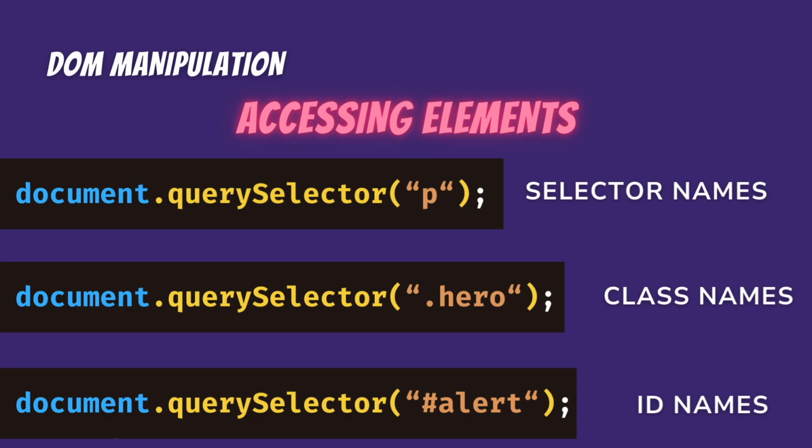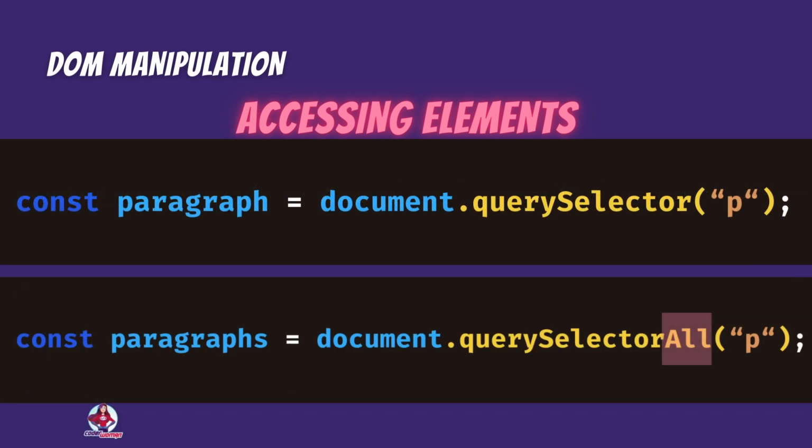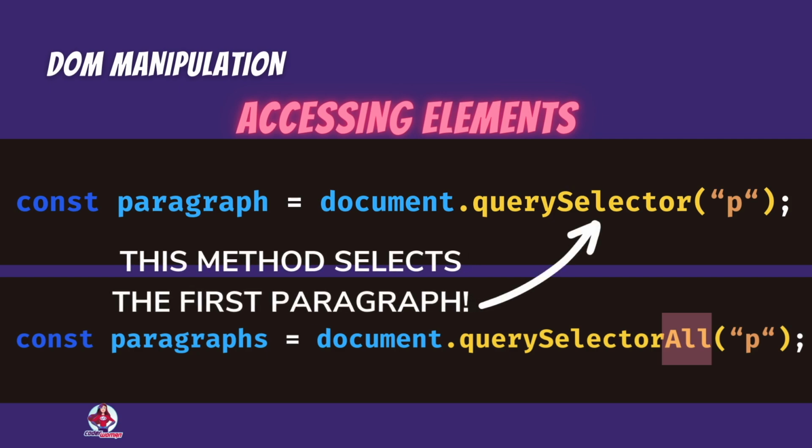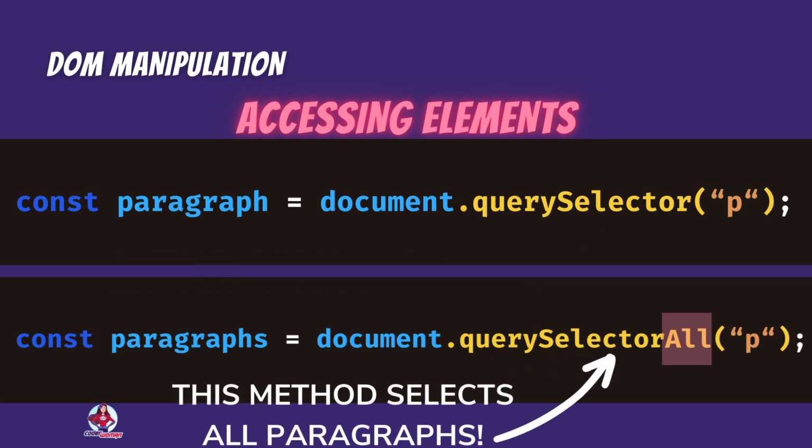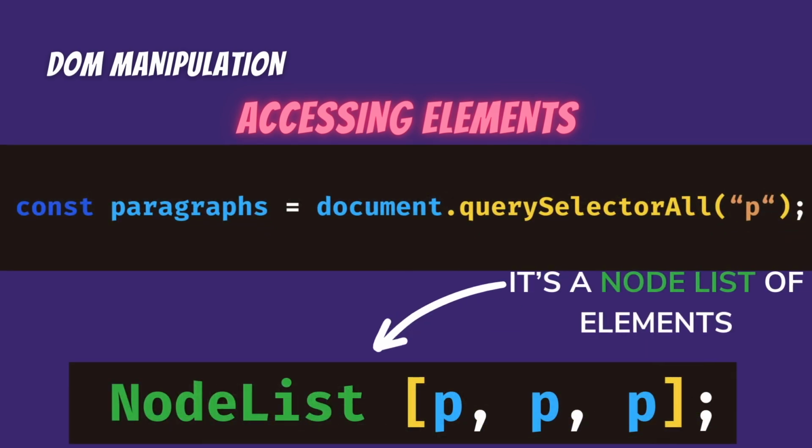Another important method is querySelectorAll. This is extremely useful when you want to select all elements of a certain type, like all paragraphs on the page. The querySelector method will select the first paragraph on the page. To select all, we use querySelectorAll. It gives us something called a node list. A node list is similar to an array. You can look through it and do things with each element.